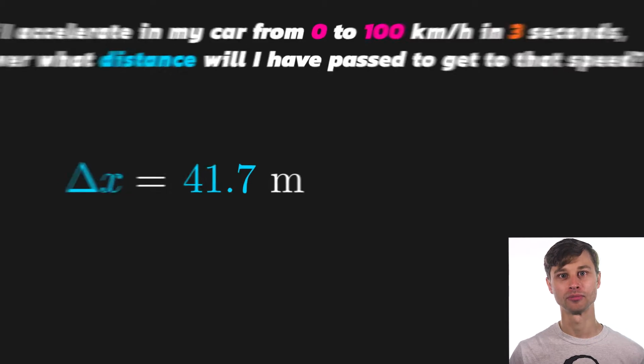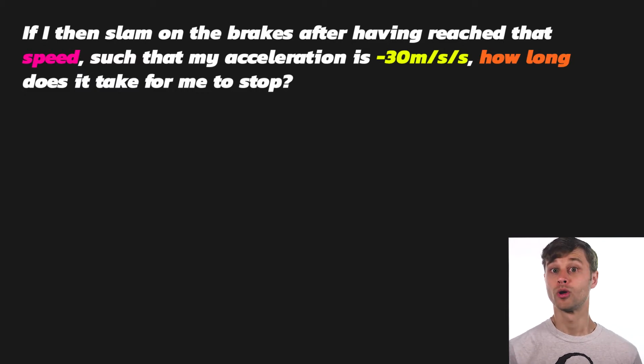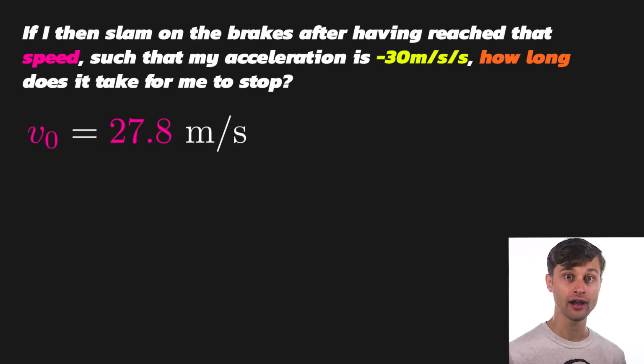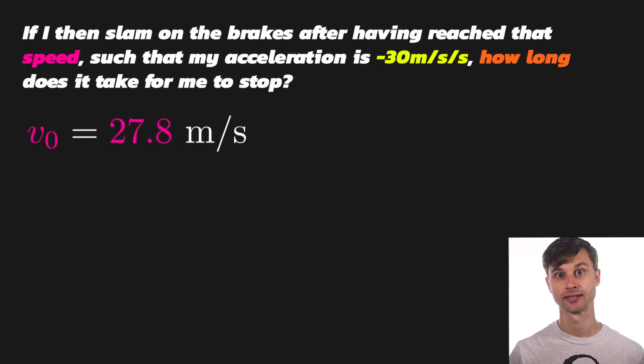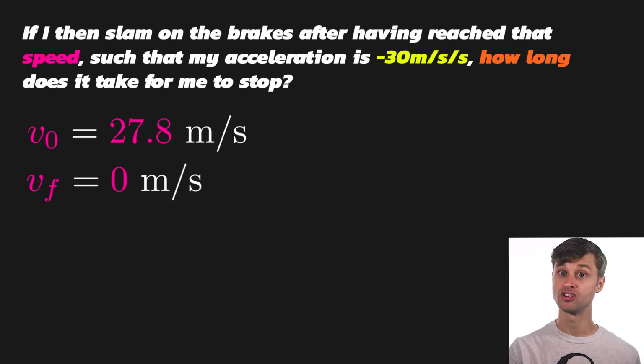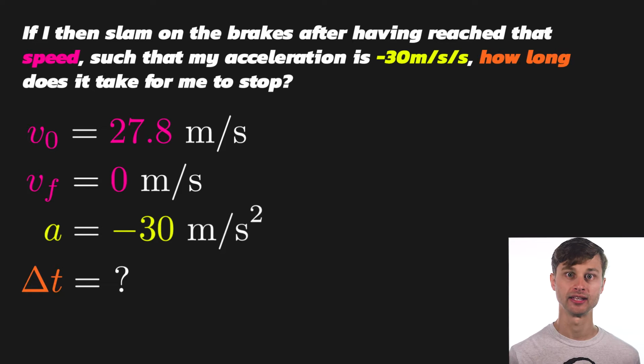Now the second part of the problem says, okay, we have already reached that speed, 100 kilometers per hour, or 27.8 meters per second. If I then slam on the brakes such that my acceleration is negative 30 meters per second squared, how long will it take for me to come to rest? So what are the givens in this part of the problem? Well, our initial velocity now is 100 kilometers per hour, or 27.8 meters per second. Our final velocity is 0 meters per second because we come to rest. Our acceleration, we know, is negative 30 meters per second squared, and we want to find the time, delta t.